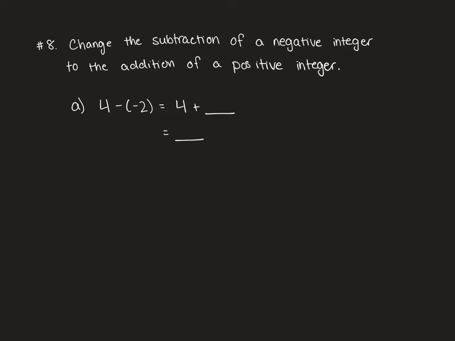Question 8 is going to ask us to put this into practice. So our first step is to change the subtraction of a negative into the addition of a positive. So when we change our subtraction sign, we're also going to change the sign that comes before the next integer. So 4 minus -2 is the same thing as 4 plus +2. And +2 is the same thing as 2, so we don't have to include the extra sign if we don't want. And then 4 plus 2 is 6.